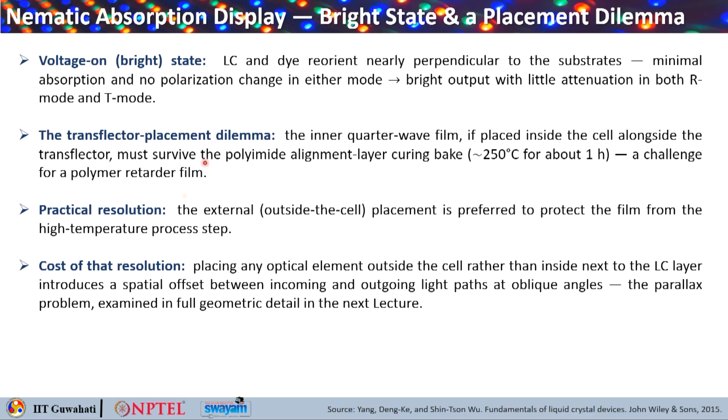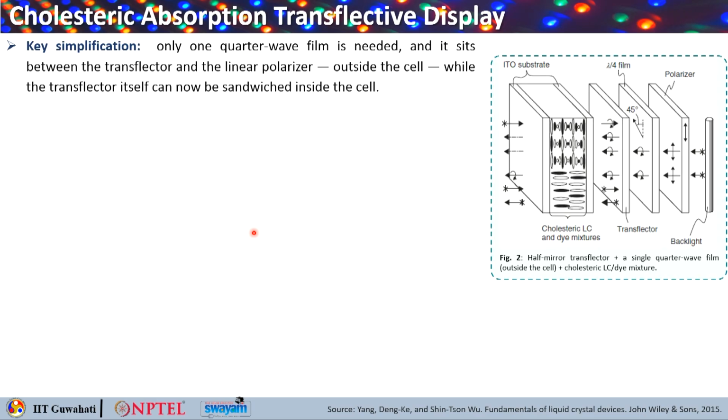Now the cost of this solution is that when you place any optical element outside the cell rather than inside, just next to the liquid crystal layer, you introduce a spatial offset between the incoming and outgoing light paths at oblique angles. So you will also see the parallax problem. These will all be examined in full detail in the next lecture, not in this one.